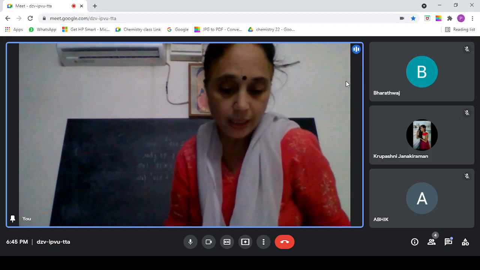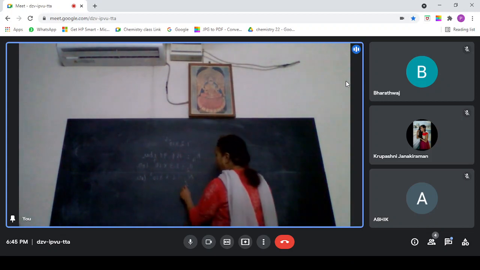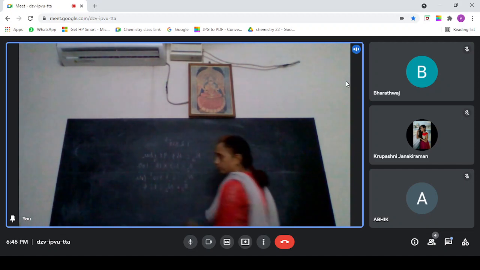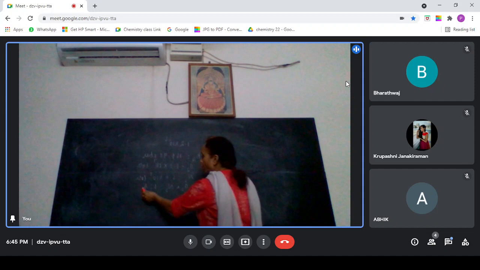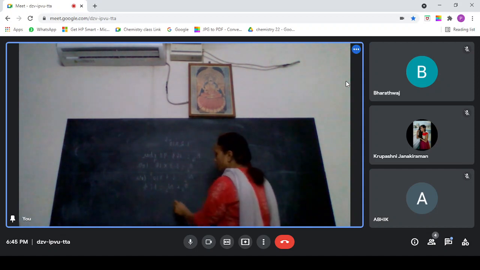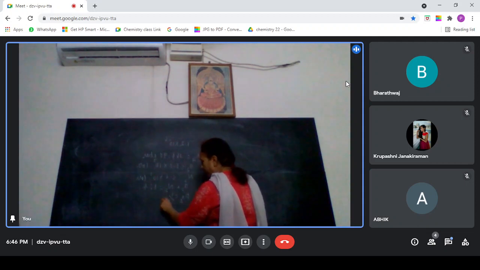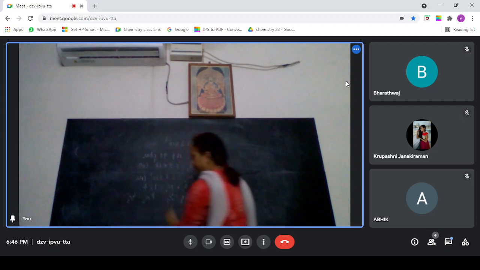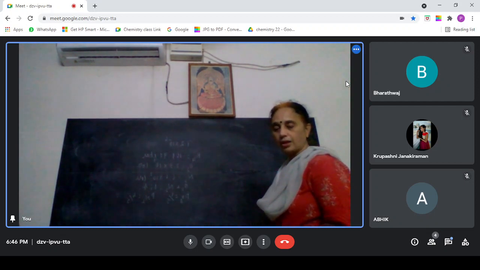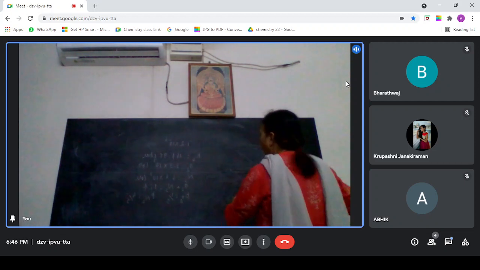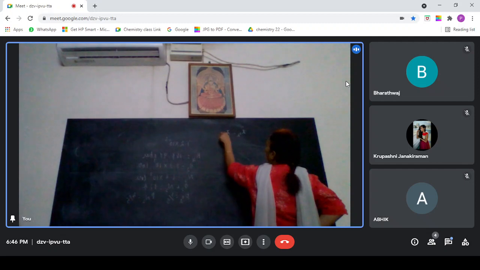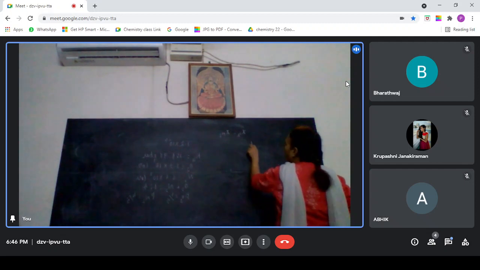See, the air contains oxygen and nitrogen in the ratio 1:4. That means 4 plus 1, 5. So, partial pressure of oxygen will be 1/5 and partial pressure of nitrogen will be 4/5. Then what do you do? You have to find out x of oxygen is to x of nitrogen. So, write down two equations.